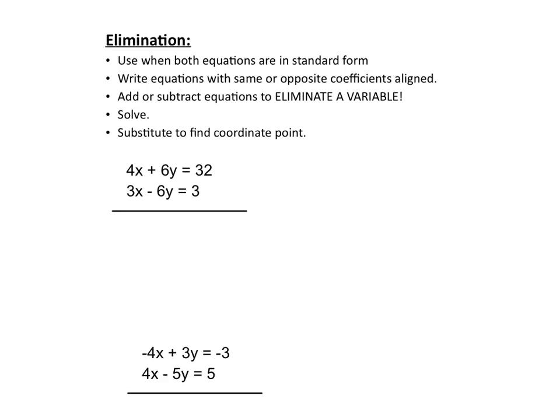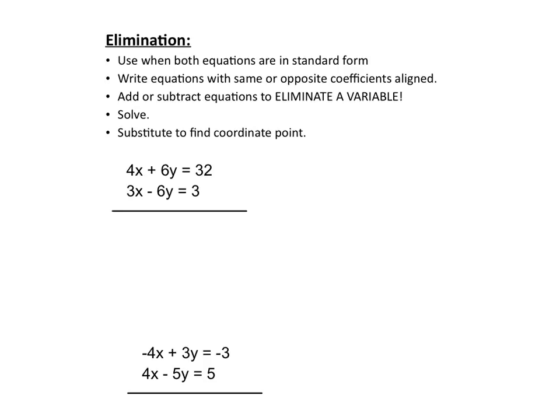The next method we are going to look at to solve a system of equations is the elimination method. So we want to use this when both equations are in standard form. We want to write equations with the same or opposite coefficients to be aligned. We want to add or subtract equations to eliminate a variable, hence the word elimination in the title. We'll solve for a variable and substitute that answer in to find the other coordinate point.